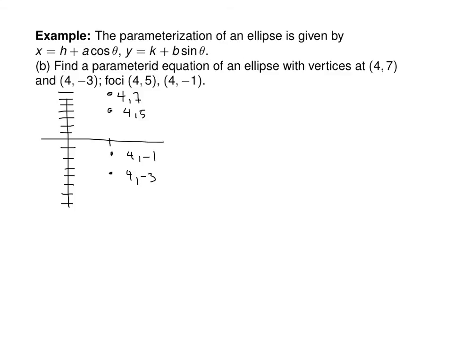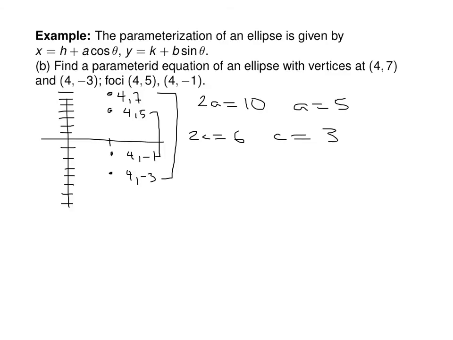Okay, now first of all, the distance from the top to bottom is going to be 10. So I'll just call that distance a. So 2a is equal to 10. Therefore, a is equal to 5. And we also know that c, which is half this distance, so 2c is equal to 6, therefore c is equal to 3. And using the formula for the foci, we have c squared equals a squared minus b squared. So 9 equals 25 minus b squared, which means that b has to equal 4.